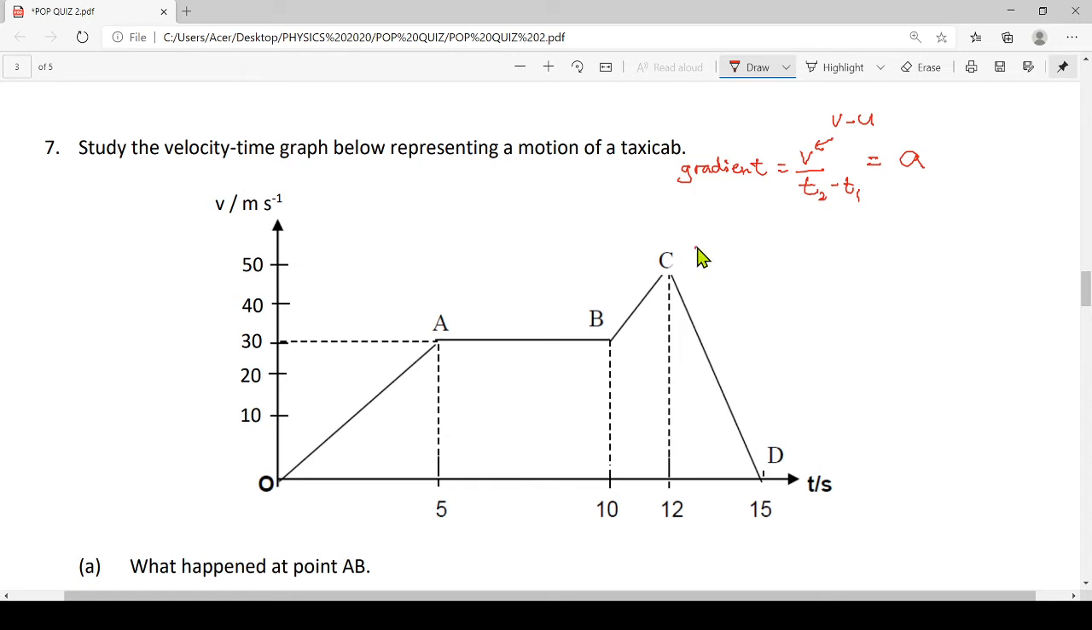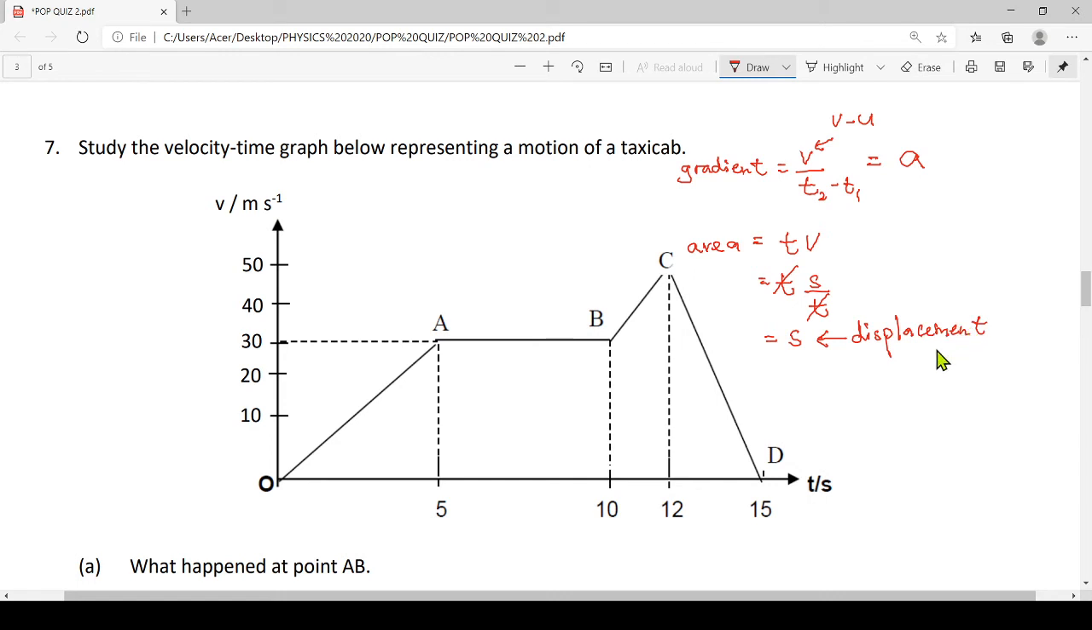And then the area under the graph. Area is base times the height. Base I have time, and then multiply by the height. Height is v, but v I can write as displacement over time. So I can cancel the time and I end up with displacement. So the area under the graph will give us the value of displacement.